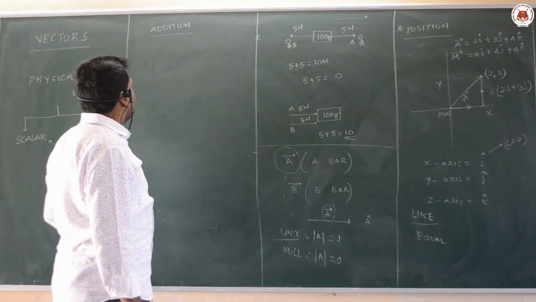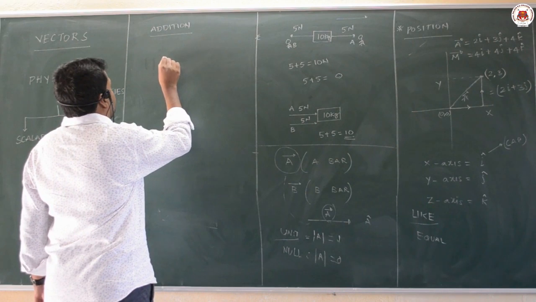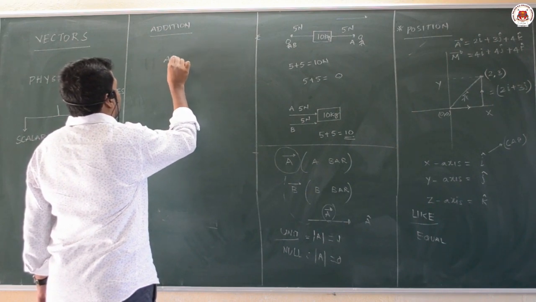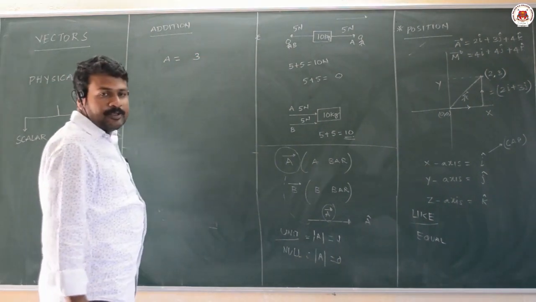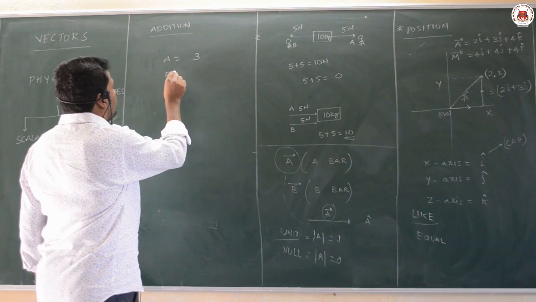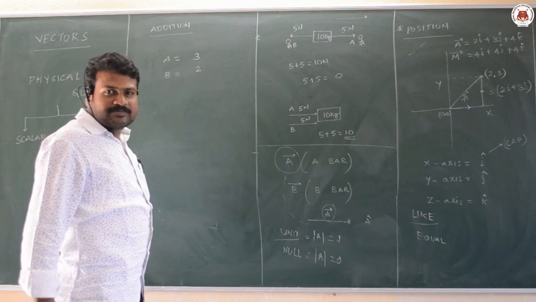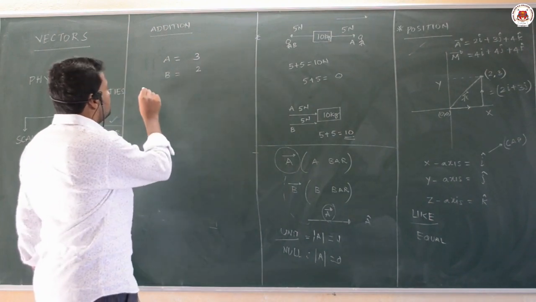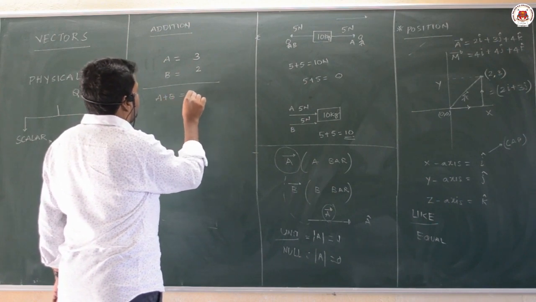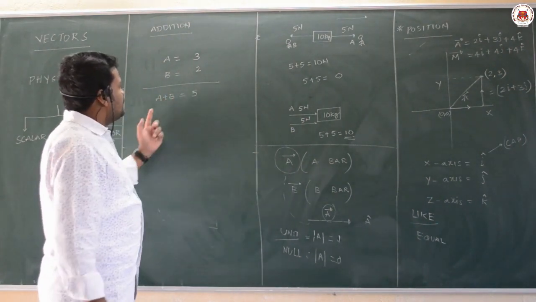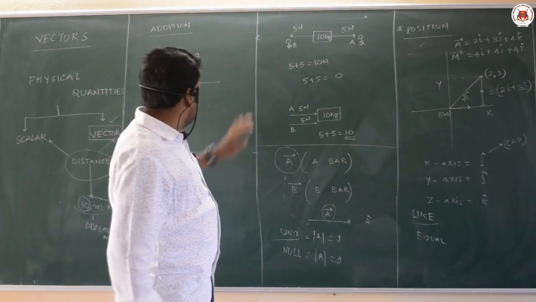Suppose I add two numbers. One is a equal to 3, b is equal to 2. Two numbers are there and I want to add them. Generally, a plus b is equal to 5, 3 plus 2 is equal to 5. In case of vectors, it is not always equal.